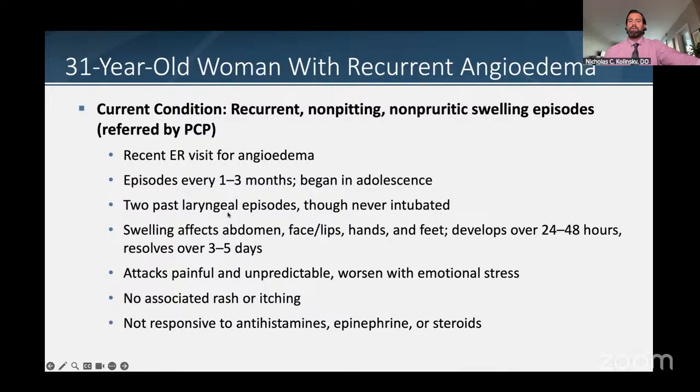She's had swelling episodes, including her abdomen, face, extremely disfiguring, uncomfortable hands and feet, typically developing over 24 to 48 hours and then resolving over 3 to 5 days. Attacks can be unpredictable, painful, really uncomfortable. And for her, her primary trigger was stress. She had no rash, no itching. And this is a very important part, like Dr. O'Connor was saying, no response to antihistamines, epinephrine, or steroids. She'd been to the ER, urgent care multiple times. They're always treating her with the same thing. And she claimed it never really seemed to make a difference.